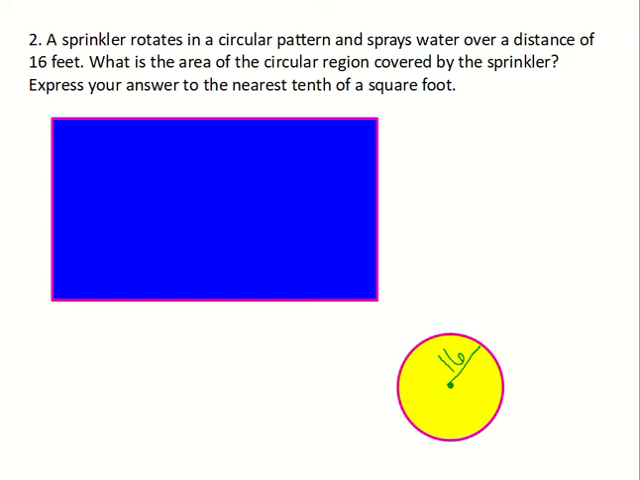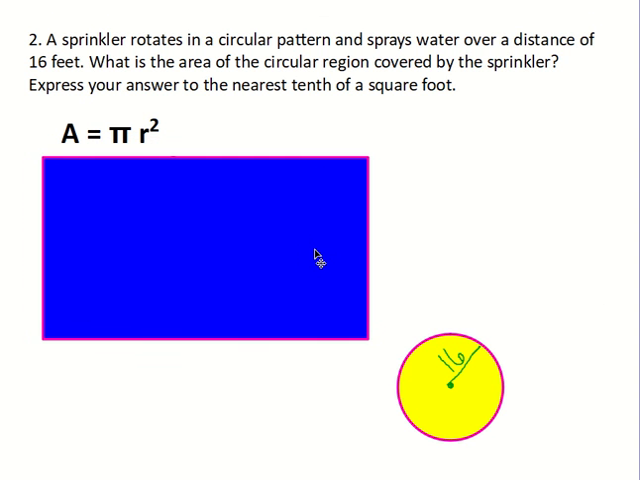So if we think of a diagram of this, we have a circular region. In the center you have a sprinkler and it sprays water over 16 feet. So this is what our diagram would look like, a circle with a radius of 16. So we know the radius is 16. So we're going to write our formula down. A equals pi times r squared.